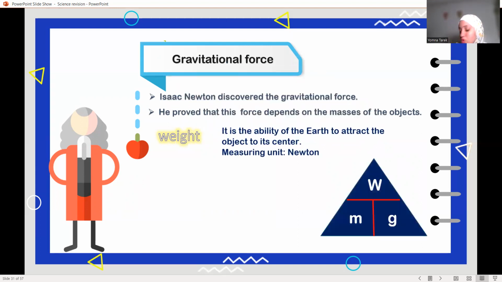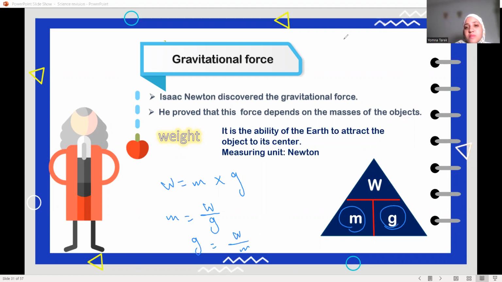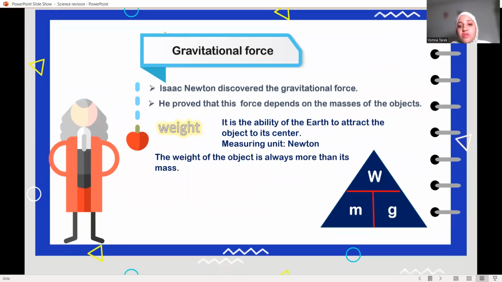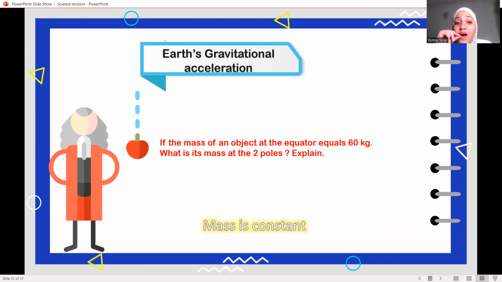So what if we want, for example, to calculate weight from this triangle? Weight is going to be mass times acceleration due to gravity. What about mass? Mass is weight over acceleration due to gravity. What about acceleration due to gravity? It's weight over mass. Now, what is the measuring unit here? It's Newton. Why is the weight more than the mass all the time? Because weight is the mass multiplied by the gravitational acceleration.